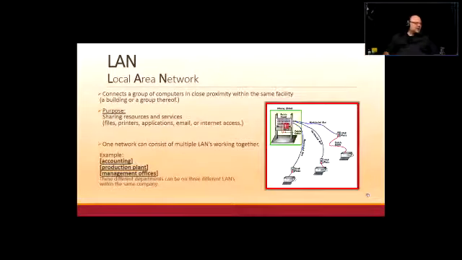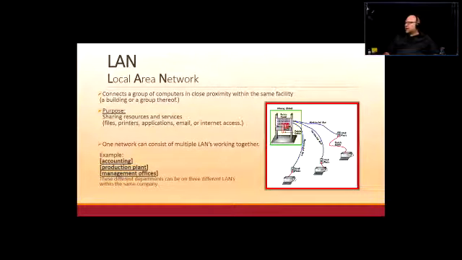All right. So first, we're going to take a look at the local area network. LAN, local area network, connects a group of computers or other smart devices in close proximity within the same facility, such as a building or group of buildings. Those groups of buildings can be grouped into one local area network. Purpose: sharing resources and services, such as files, printers, applications, email or internet access, and many more.